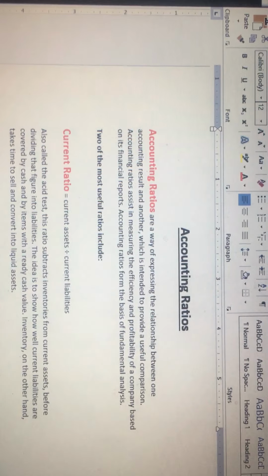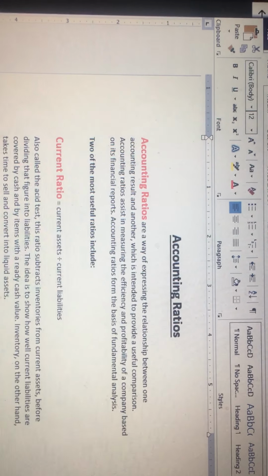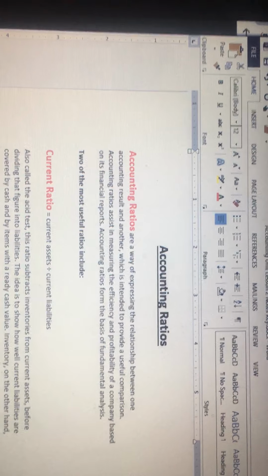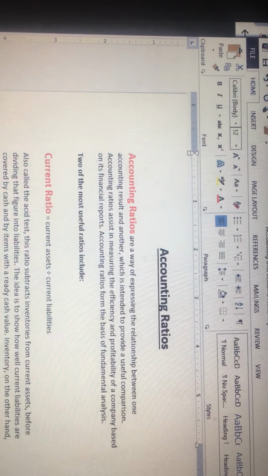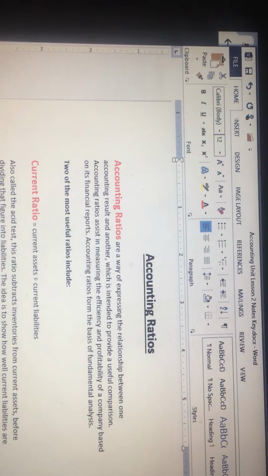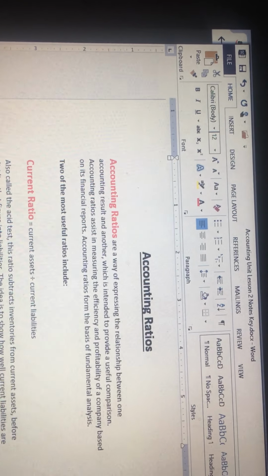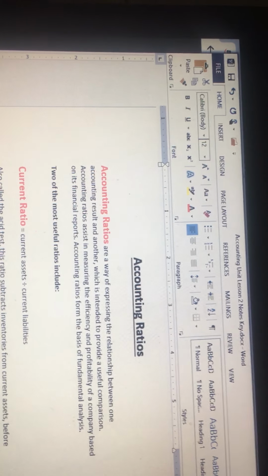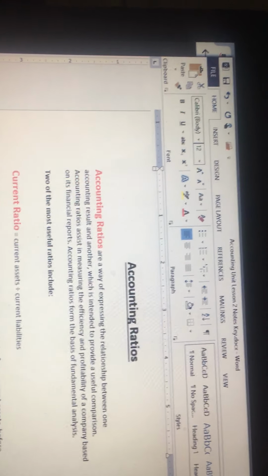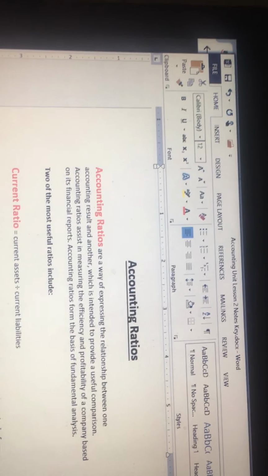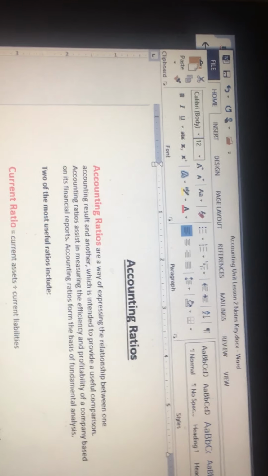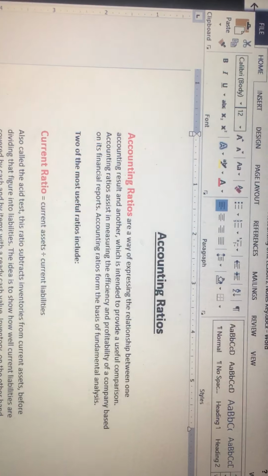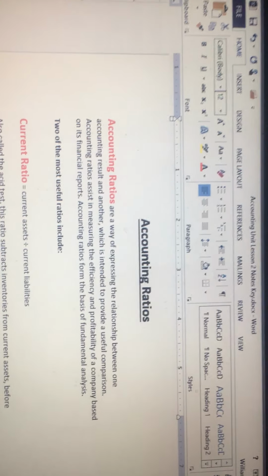All right. And then finally for this lesson, we have accounting ratios. Accounting ratios are a way of expressing the relationship between one accounting result and another, which is intended to provide useful comparisons. Accounting ratios assist in measuring the efficiency and profitability of a company based on its financial reports. Accounting ratios form the basis of fundamental analysis. So if you want to know how well a company is doing, you're going to look at their accounting ratios.